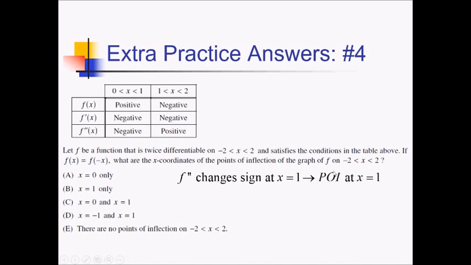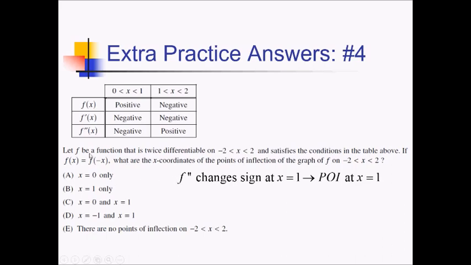Well, we know that there's a point to begin with because they said the function's twice differentiable. So that means that if nothing else, the function's going to have to exist at x equals 1. All right, so that's one of the answer choices, choice B. However, there is one other piece of information we need to consider.